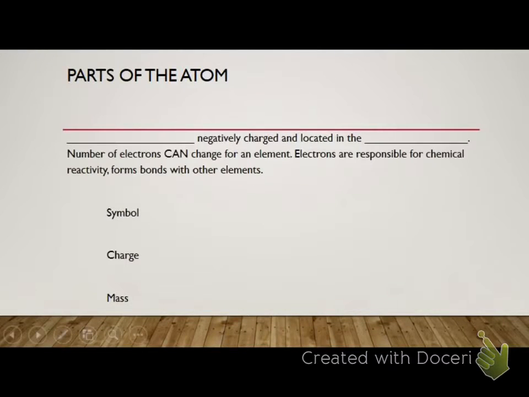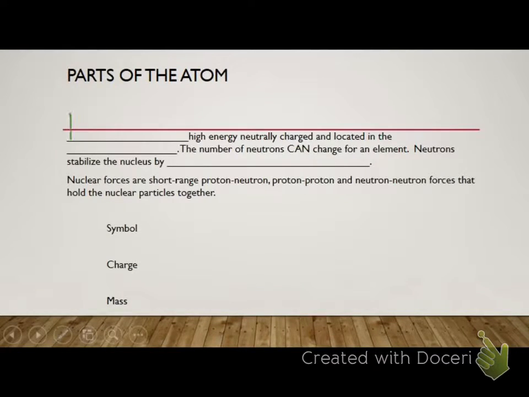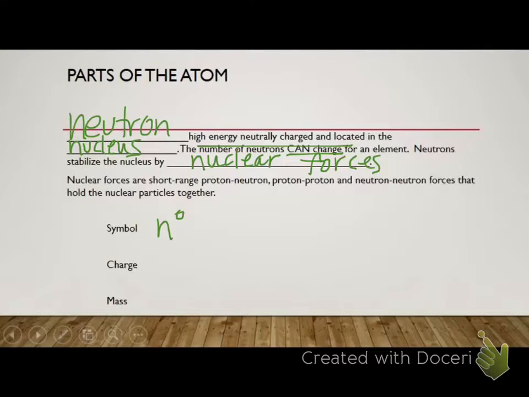The neutron is high energy, but it's neutrally charged, and it is also located in the nucleus. Okay, the number of neutrons can change for an element, and neutrons stabilize the nucleus by using nuclear forces, which kind of makes sense, right? Nuclear forces stabilize the nucleus. The symbol for those is N0. It has a 0 charge because it's neutral, and the mass is 1.675 times 10 to the negative 24 grams.